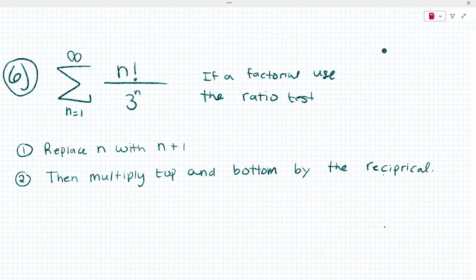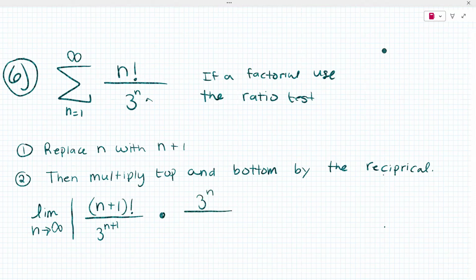So we're going to write this as the limit as n approaches infinity of the absolute value, and then replace n with n plus 1. So now this is going to be n plus 1 factorial over 3 to the n plus 1, times the reciprocal. So go back to your original, and what's the reciprocal of this? It's going to be 3 to the n over n factorial.